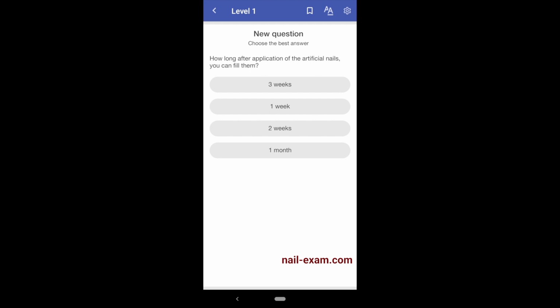How long after application of the artificial nails can you fill them? Answers: A. 3 weeks. B. 1 week. C. 2 weeks. D. 1 month. The answer is C.